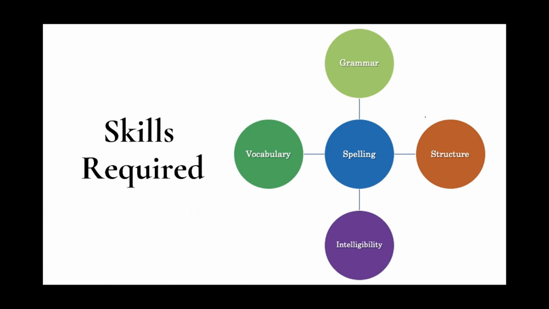The next thing that you should be ideally very good at is your spellings. Try not to make any spelling mistake because this is a writing task. And the last thing is intelligibility. That means your ability to comprehend and understand what the writer is trying to convey.